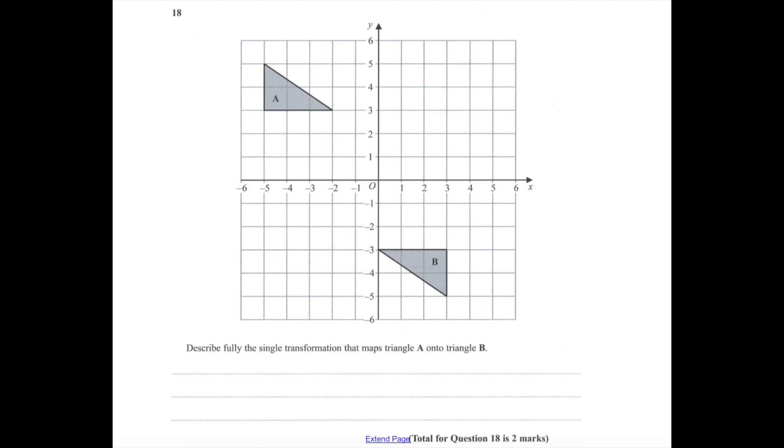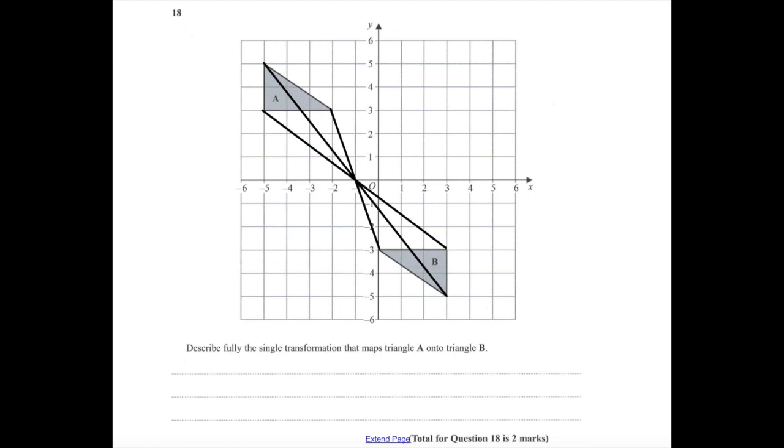Question 18. Describe fully the single transformation that maps triangle A onto triangle B. So the first thing we need to do is to find the center of rotation. To do that, I'm going to join the corners from triangle A to triangle B. I'm going to connect this one over here to that one over here, and this one over here to this one over here. So I know that the center of rotation is -1, 0.